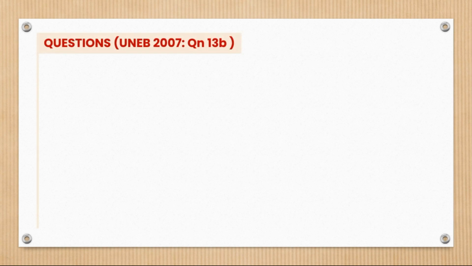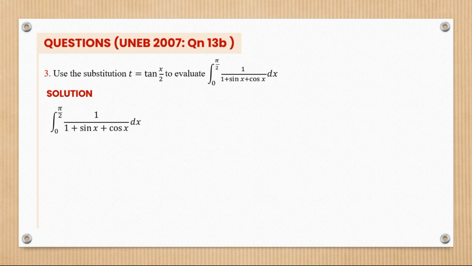So question number 3 is a question from UNEB 2007, and this was question 13b. We are told to use the substitution t is equal to tan x over 2 to evaluate the integral. So we actually have limits. The upper limit is pi over 2 and the lower limit is 0, and then we have 1 over 1 plus sine x plus cos x dx.